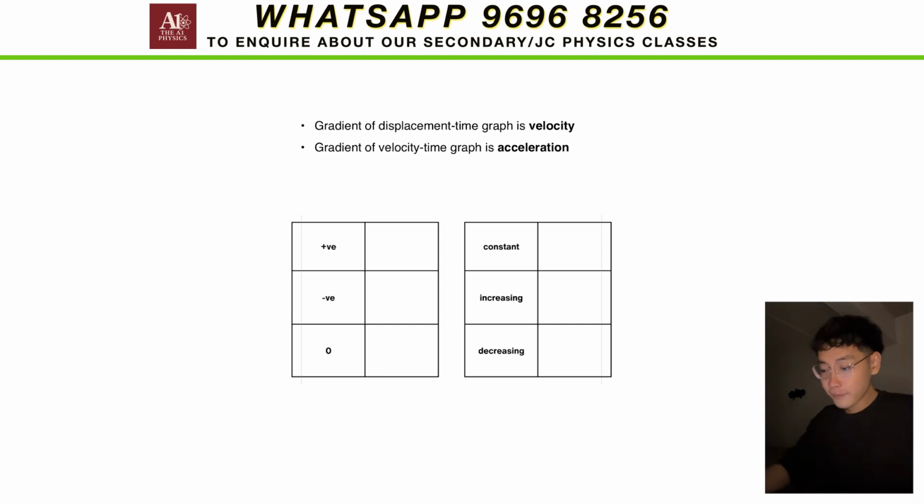Let's go. Now, the very first thing is that we've got to memorize these two golden rules. The gradient of a displacement time graph gives us velocity, and the gradient of a velocity time graph gives us acceleration, right? These two things we got to memorize, and the rest of it will be very easy.